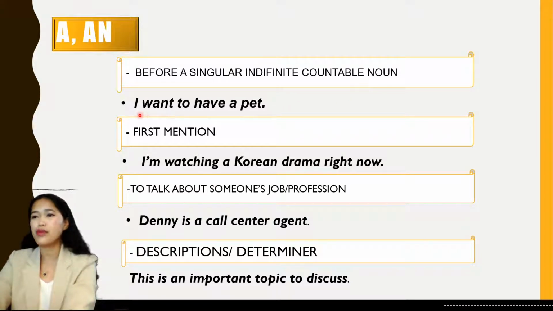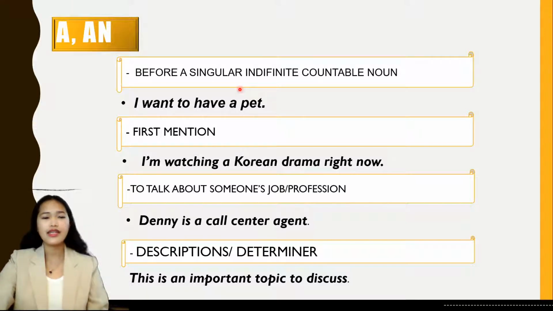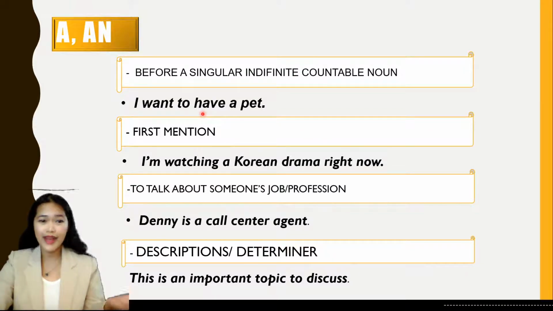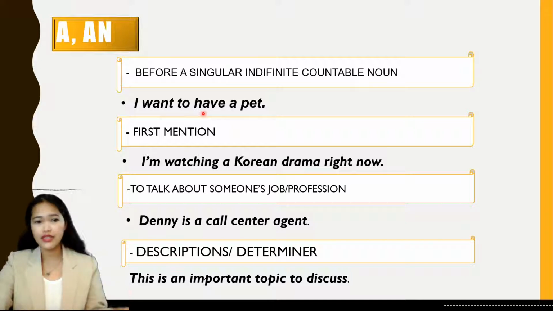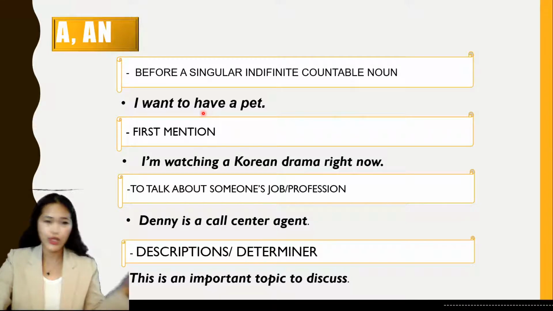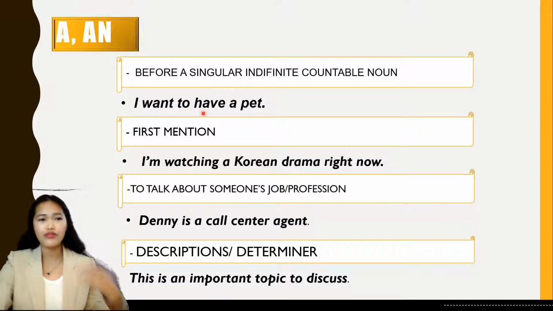So for example, I want to have a pet. When we say indefinite, it's not sure. It is not sure what kind of pet. I want to have a pet. We have a lot of pet animals. We have dogs, cats, rabbits, turtles, fish, and birds. What else? Hamster.